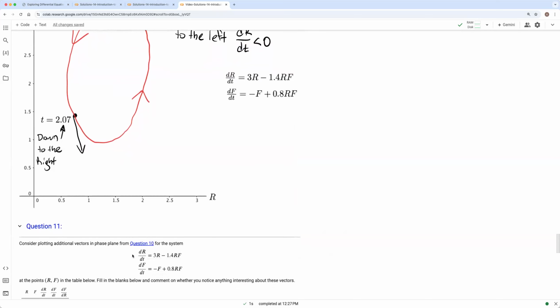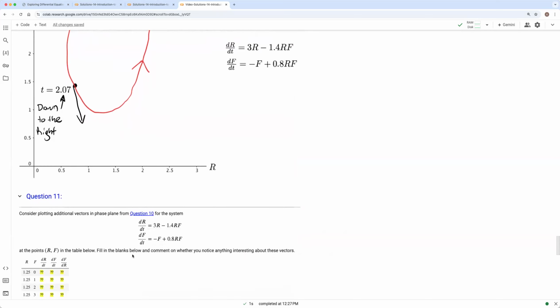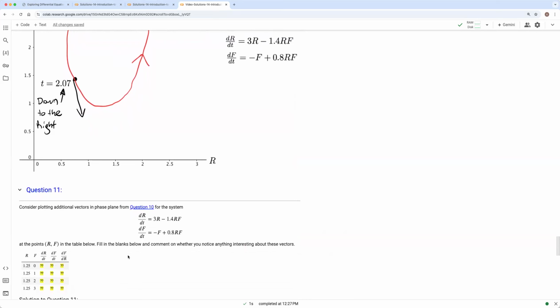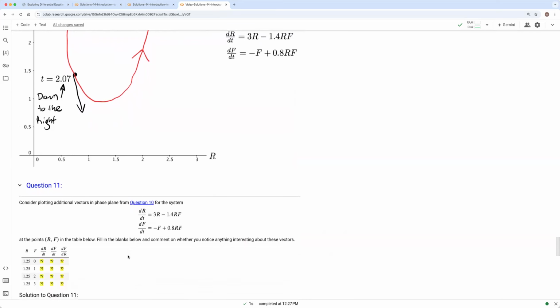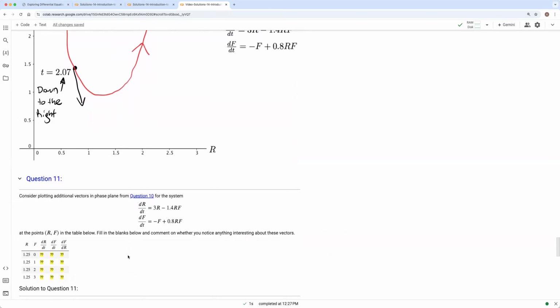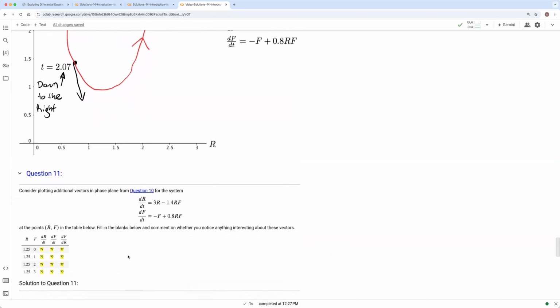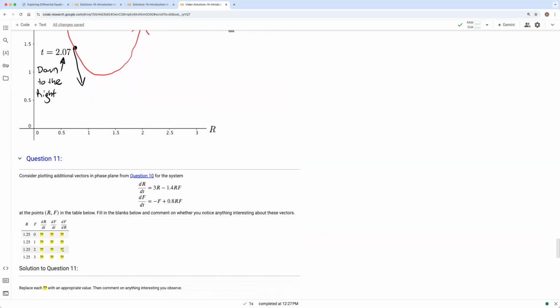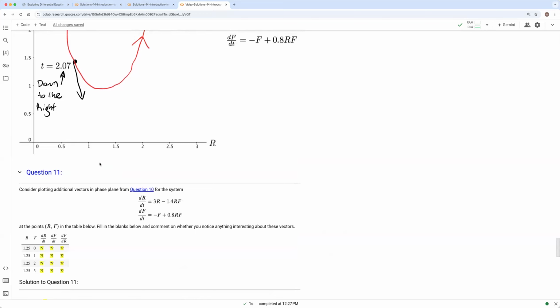Okay, and so to lead into the next topic that we'll be discussing together in class, I want to consider some other vectors that we can draw in the phase plane. So let's consider some of the following points in the phase plane. Let's consider points on the vertical line through r equals 1.25 with various f values. So r equals 1.25, that's going to be a vertical line through this phase plane.